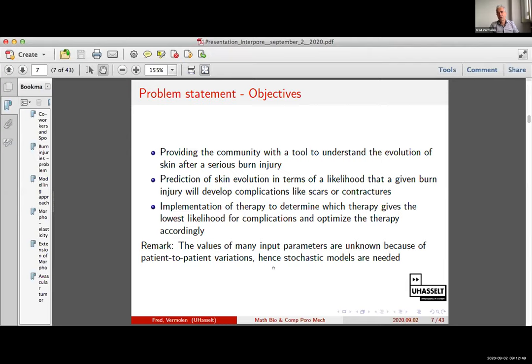And if it does, then of course we would like to devise which therapy will give us the lowest likelihood for complications like hypertrophic scarring or like contractures. So these are things that we want to do. And of course, I have to admit, we are not this far yet. In particular, the implementation of therapy, we are just taking our very, very first steps right now.